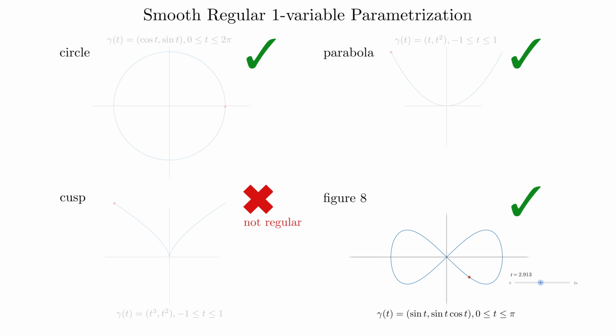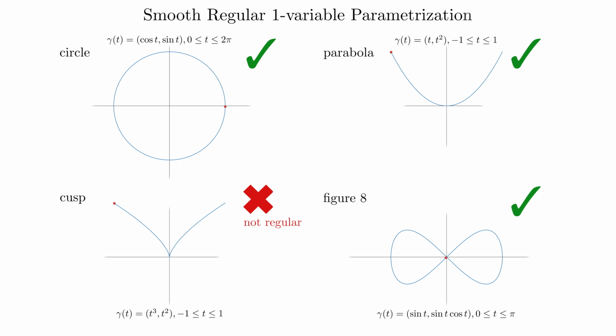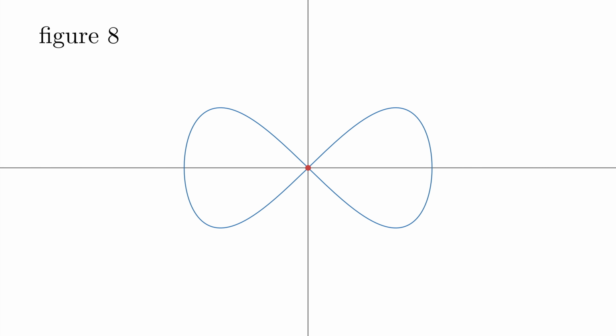Now, we've made some progress towards the definition of a curve. The circle and parabola both pass this tougher test, whereas the cusp failed. Good. But sadly, the figure 8 still passed the test. We're so close. Remember, we want to eliminate the figure 8 as a curve. So let's take a closer look at it. The origin is the problematic point for the figure 8 due to the crossing. What about our parameterization allows this crossing at the origin?